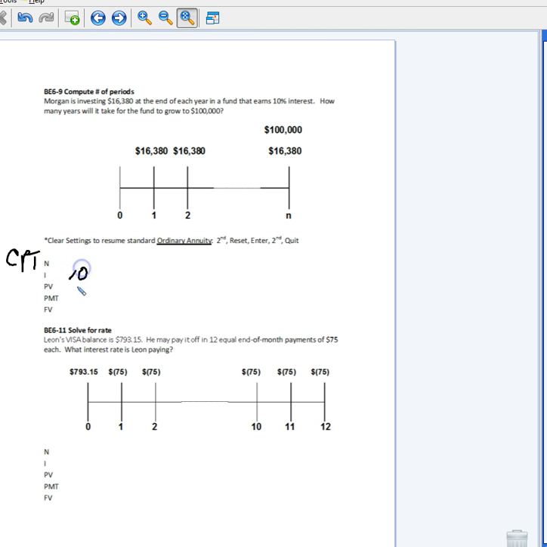Her interest is 10. There is no lump sum today, right? She's going to make a payment of $16,380, and it needs to grow to $100,000. We've got two different numbers going in, payments in the future and a future lump sum, so one of those needs to be a minus. Key that in, and you should get your number of periods will end up being 5.